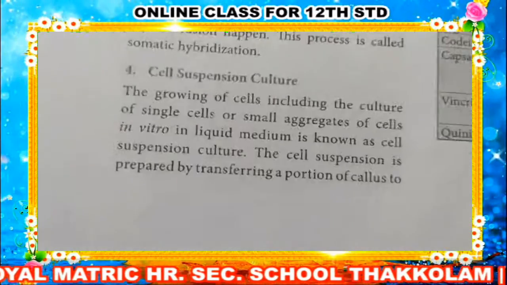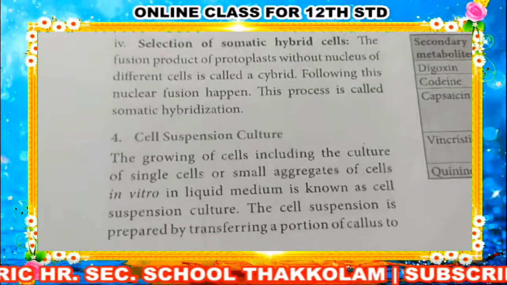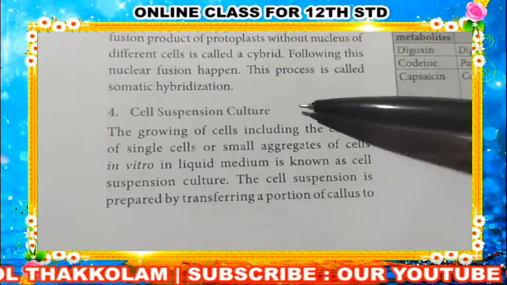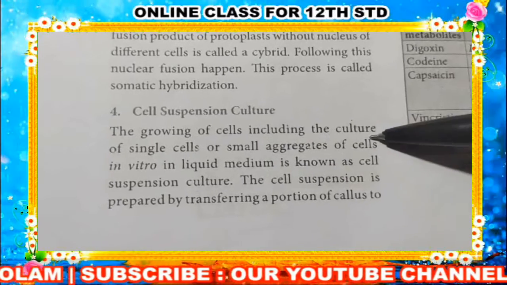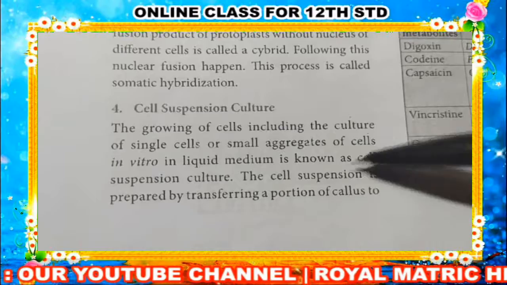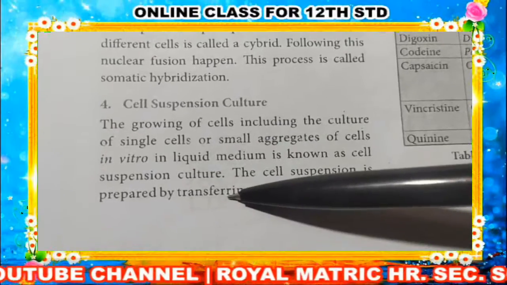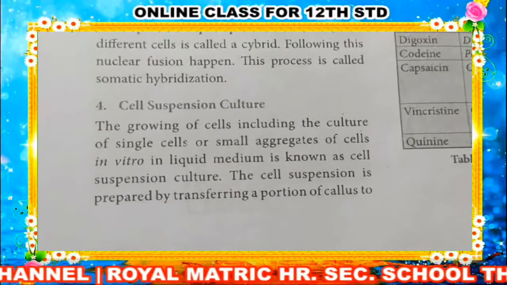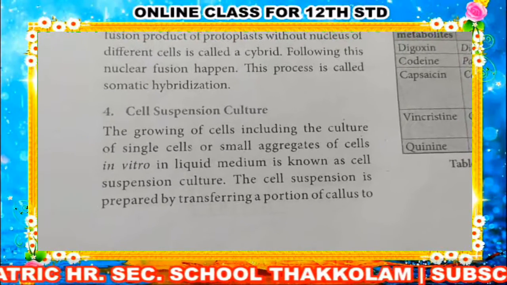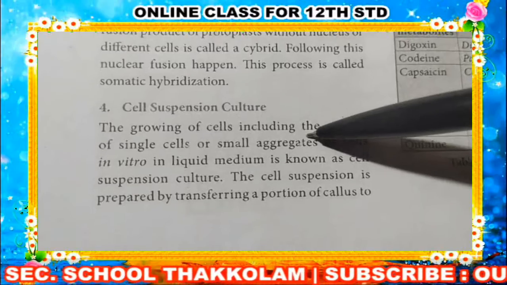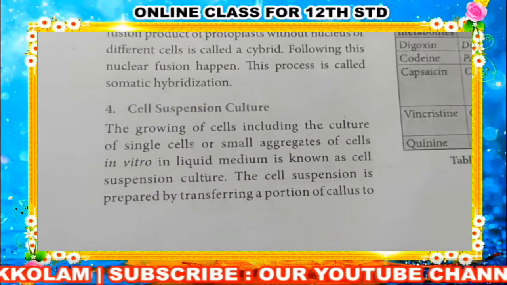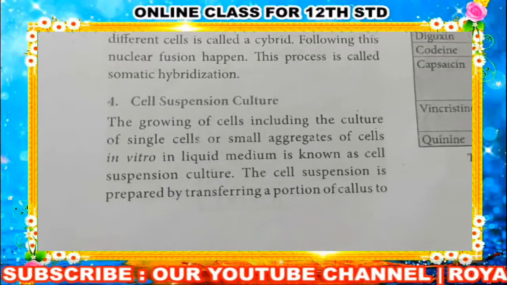The next topic is the cell suspension culture. It is the growing of cells, including the culture of single cells or small aggregations of cells in vitro. It is grown inside the test tube in liquid medium, which is known as cell suspension. Aggregate means a group of cells. These cells are grown inside the test tube in the liquid medium, which is known as suspension. Suspension means it is in the liquid medium.